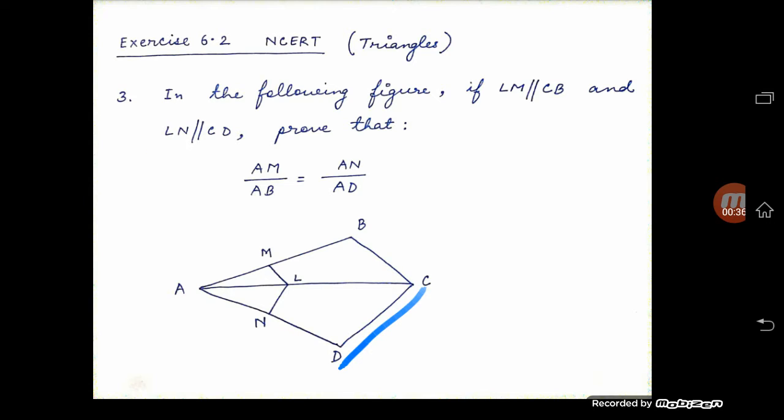So these two conditions are given for you. You have to prove that AM by AB is equal to AN by AD. You have to prove this. So you have to use these two conditions which are given and prove this equation. So let us proceed to the solution.